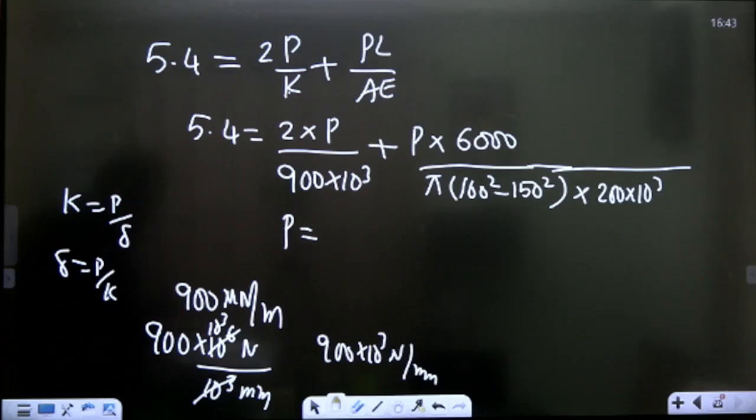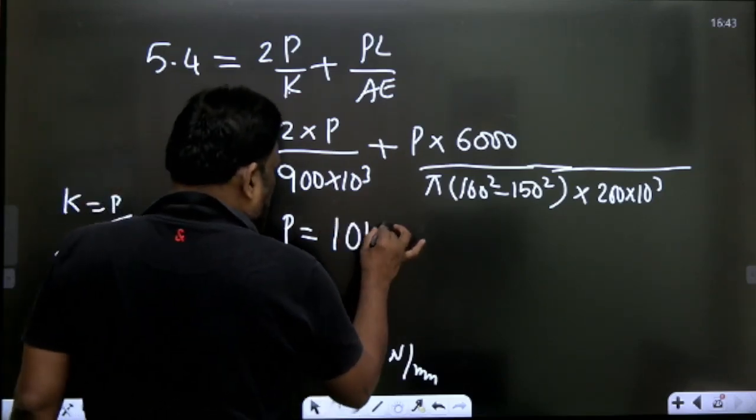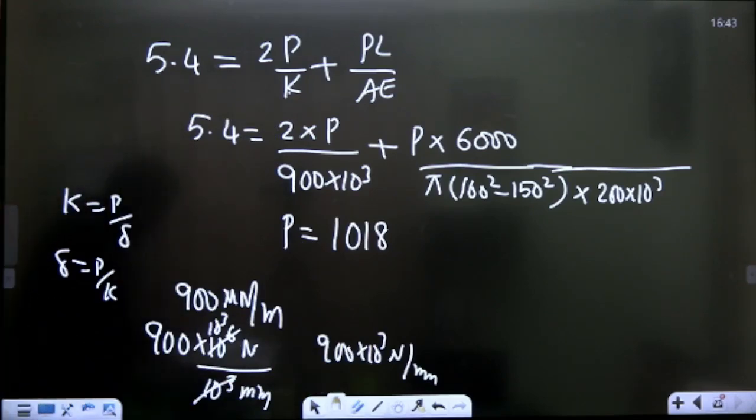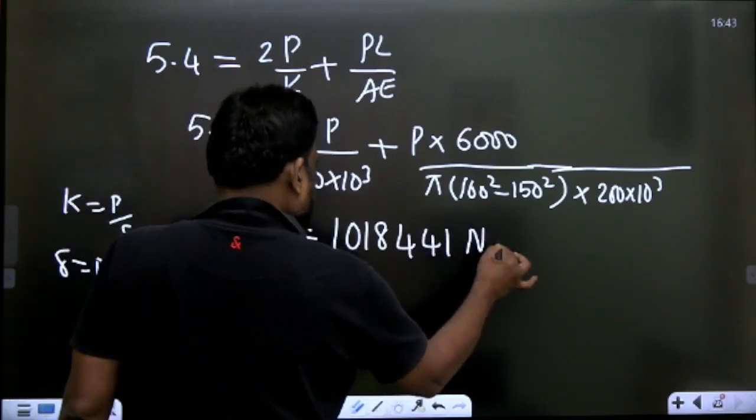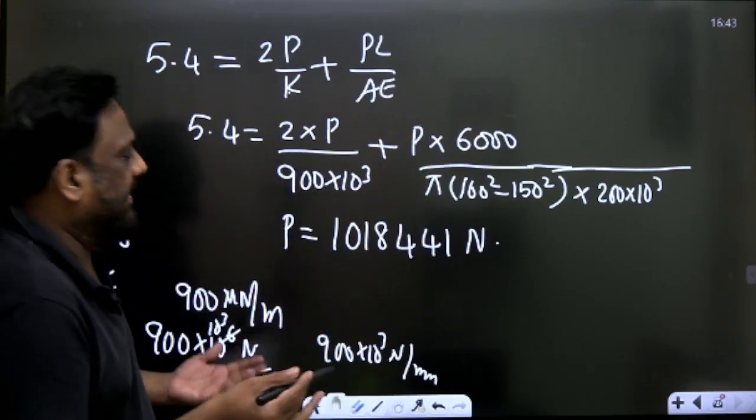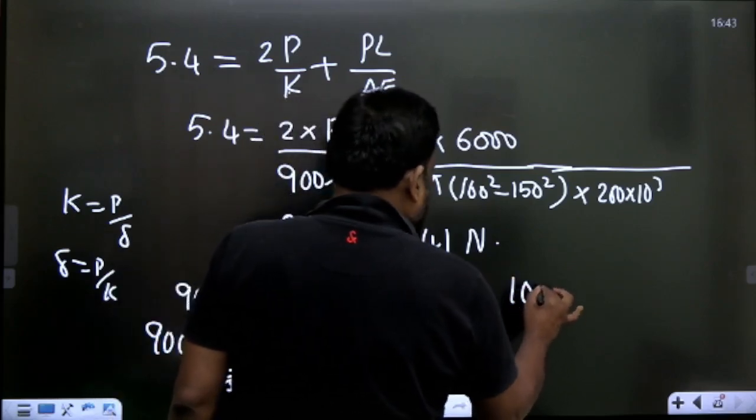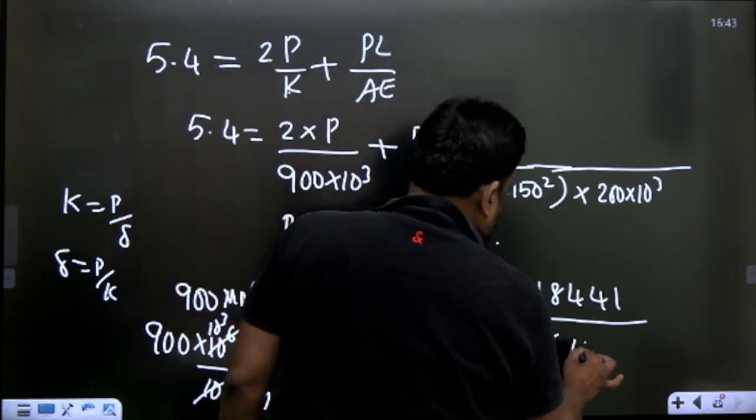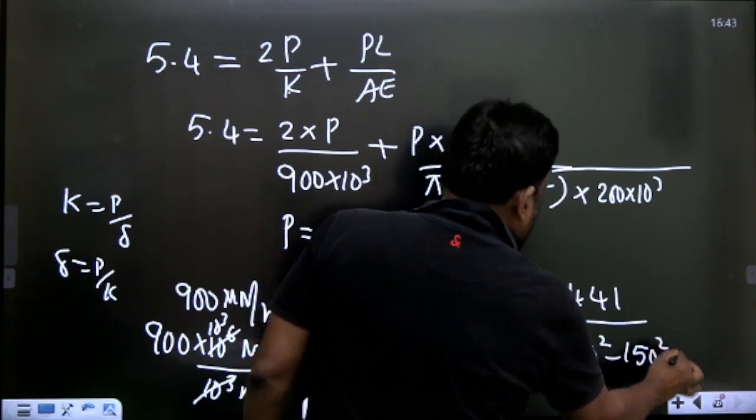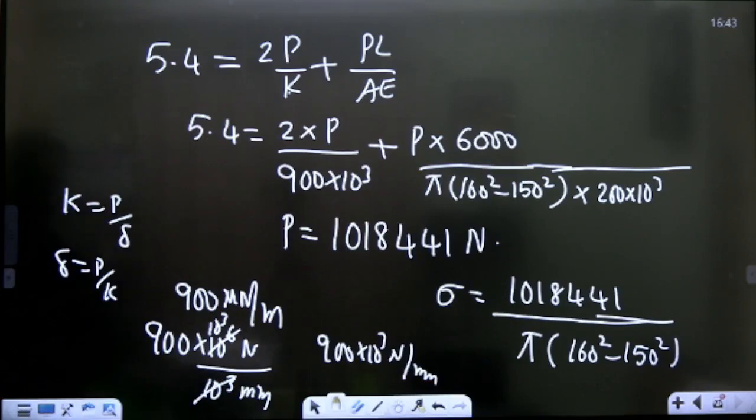So if you are calculating, 1018441 newton. But he is asking stress. What will be the stress? Load by area. So stress will be equal to 1018441 by area, which is pi into 160 square minus 150 square. Let me calculate the stress. Let me check once, sir. 1018441 divided by pi divided by this, so this comes to 104.5 megapascal.